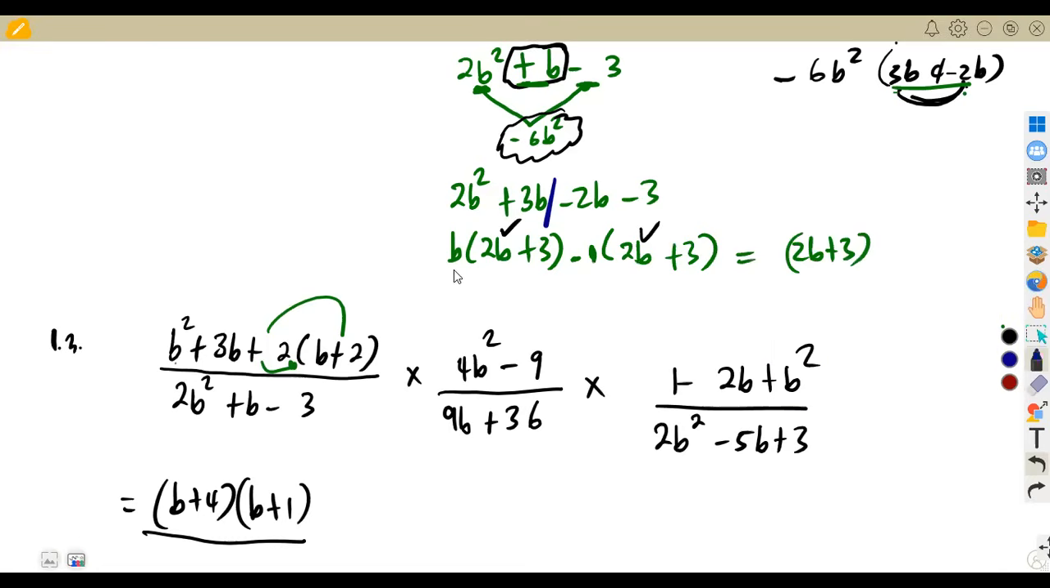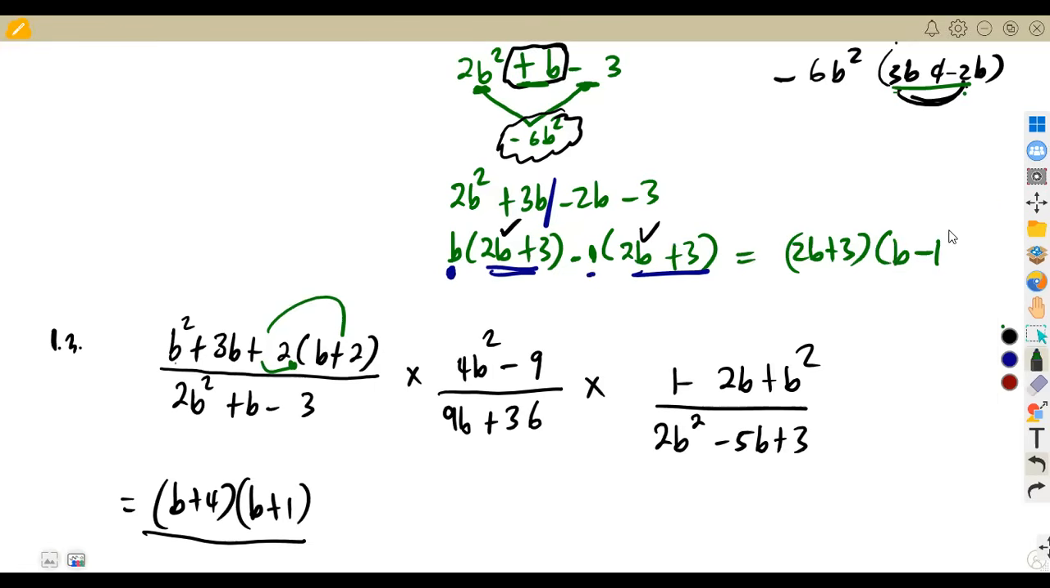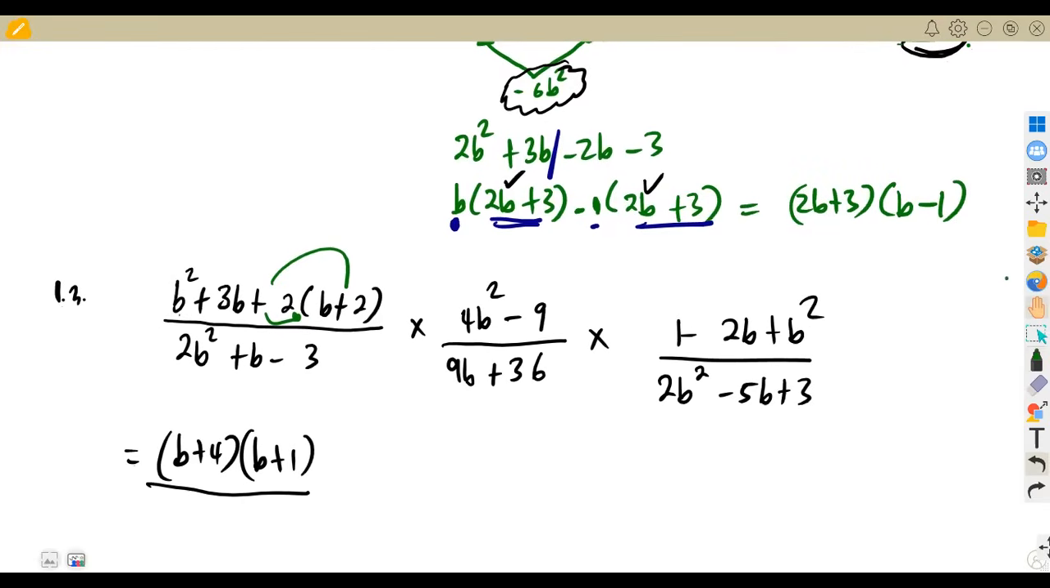And what are we remaining with? If we factor out 2b plus 3 here, we're going to remain with b. Here, we're going to remain with a negative 1. So meaning to say the first part is going to have a b. The second part is going to have a negative 1. So these are the two terms that you're going to have in the other bracket, b and minus 1. So you're going to have 2b plus 3 into b minus 1, like this.